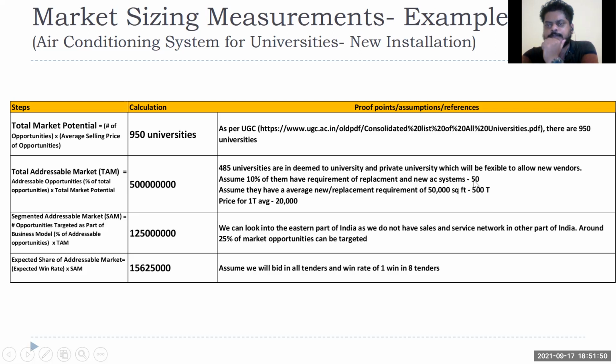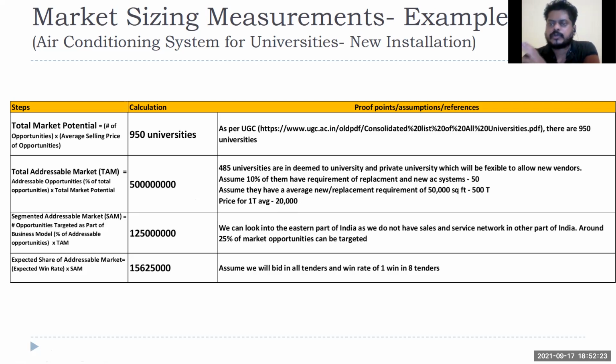There are around 50 universities who are looking for new or replacement offices. Each university has a requirement because there are different schools. Think about a university such as KIT. Each university might have a requirement of 500 tonnage. 50 multiplied by 500 is around 25,000 tonnage. Each tonnage I'm selling at 20,000 rupees, so 25,000 multiplied by 20,000 gives me a total potential opportunity, the total addressable market, of 50 crore.